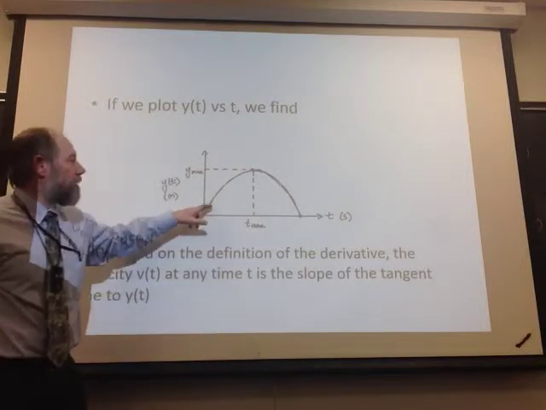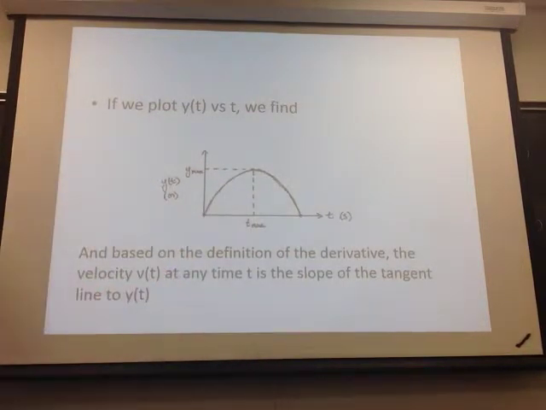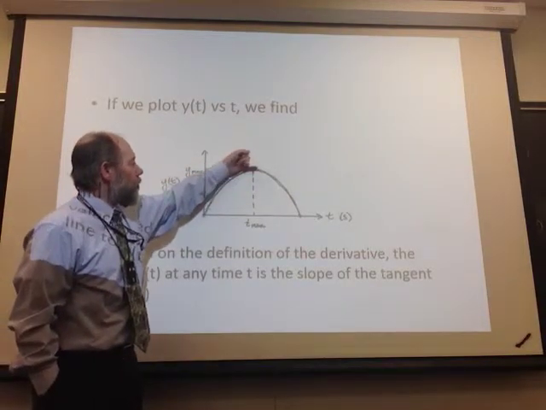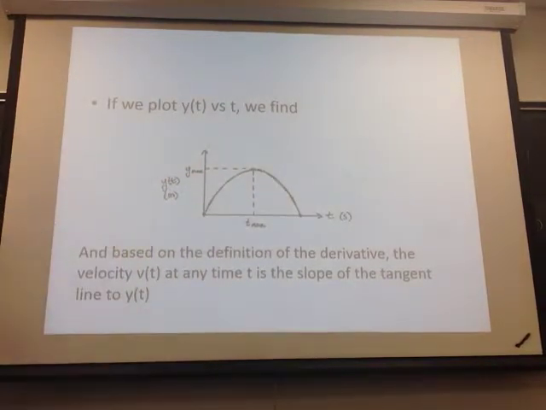But what does this graph tell you? If you knew nothing about this problem, how would you know that the velocity is zero at that point?